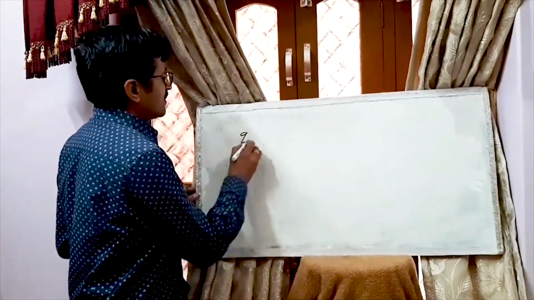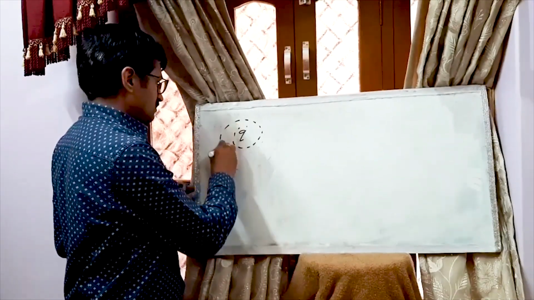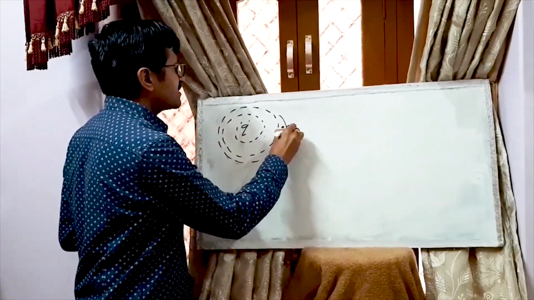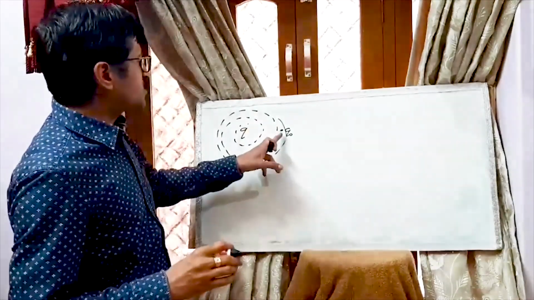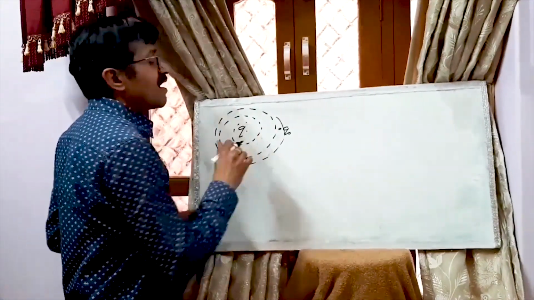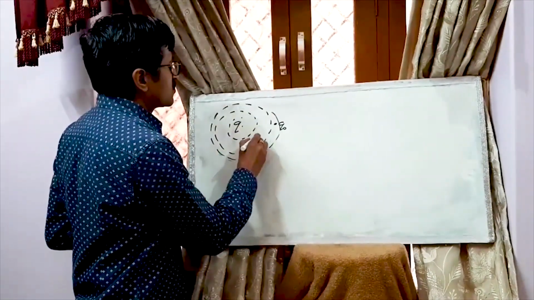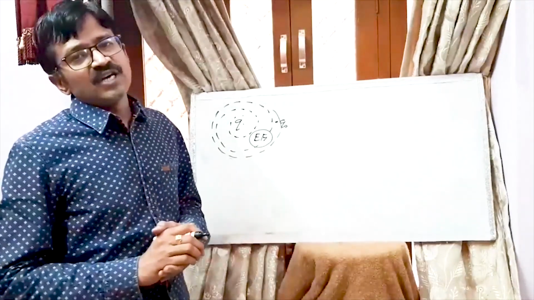Suppose this is a charge around which a region is created in which another test charge, a small unit charge, experiences either attraction or repulsion. Then this region or this field is known as electric field. This is all around the charged particle.